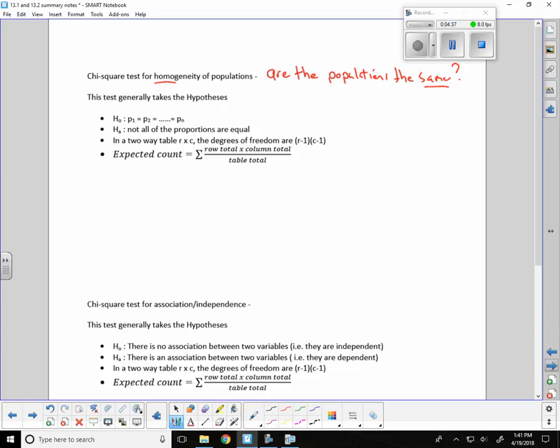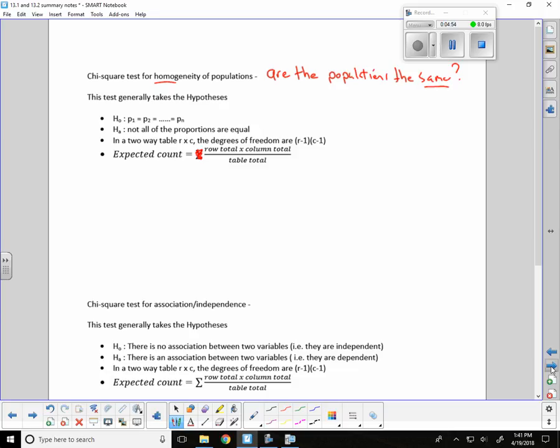And our expected count is equal to, there should be no summation right there, so make sure you mark that out. That's a mistake. Drew asked, why do we just write all this? Because I forgot I put it on the back.